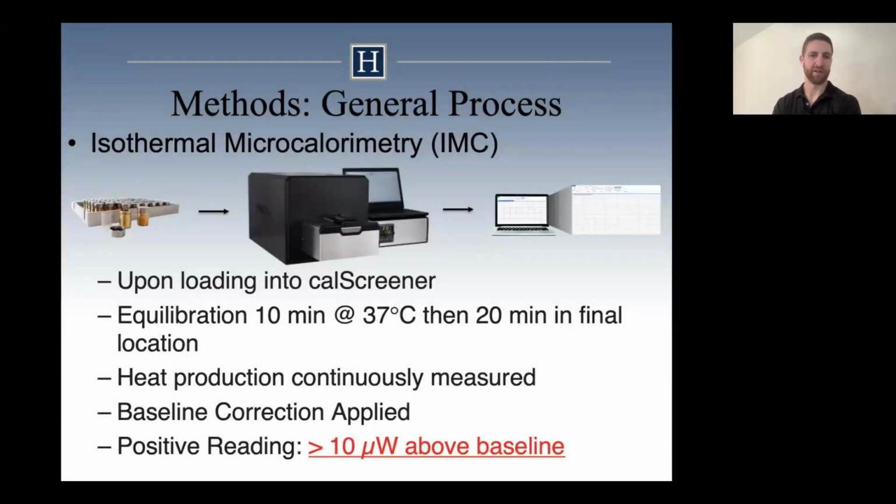So the general process, again, upon loading into the calScreener, there's 2 states: an equilibration state that's 10 minutes, and then another 20-minute equilibration in the final location where the heat sensing is going to occur. The heat production after those 2 equilibration steps is continuously measured for the duration of the run. And then after the completion of the run, baseline correction is applied. A positive reading for this study was 10 microwatts above the baseline.